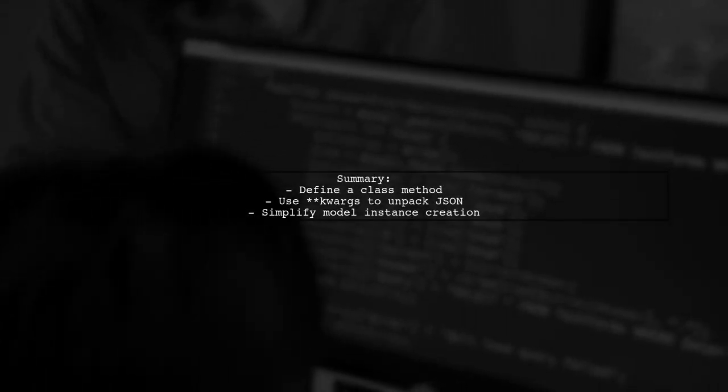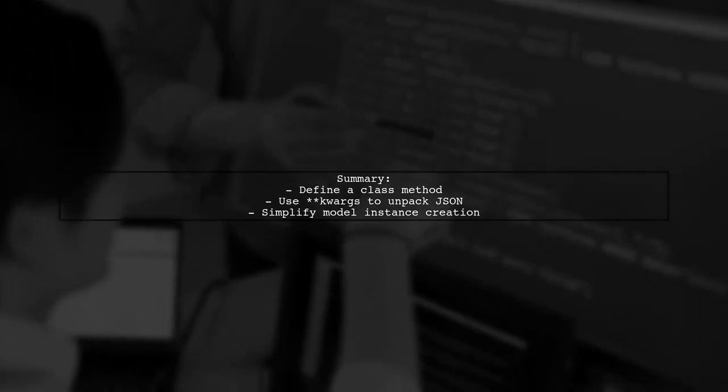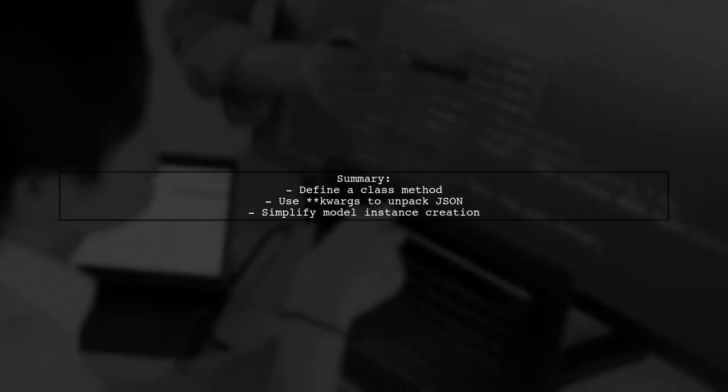In summary, by defining a class method that accepts JSON data, we can streamline the process of creating model instances in Django.